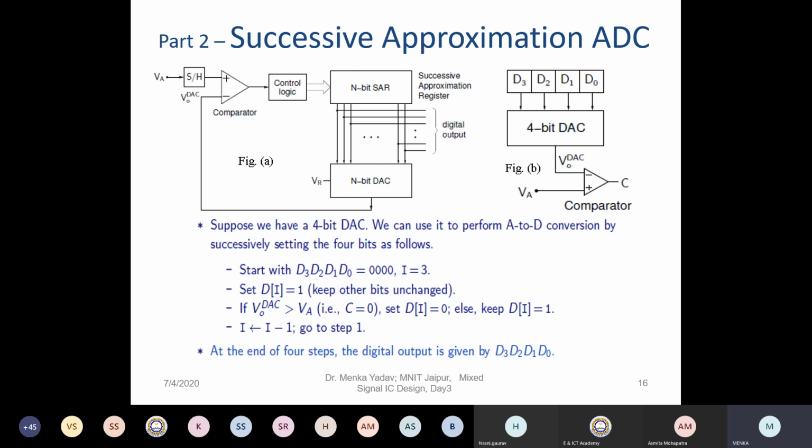In a similar fashion, this successive approximation ADC works. First of all, we will put all these bits as 0, then we will make 1 0 0 0. What does 1 0 0 0 mean? It corresponds to 8. In the case of 4 bits, my resolution is 2 raised to power 1 upon 2 raised to power 4, which means 8 upon 16. 8 upon 16 means I am at half of the V reference, right?